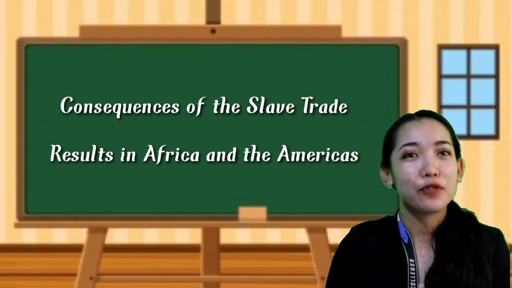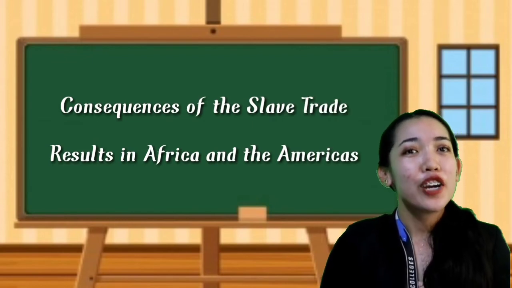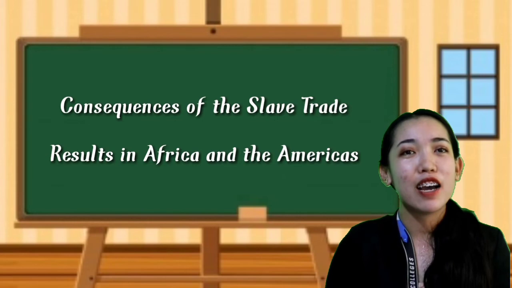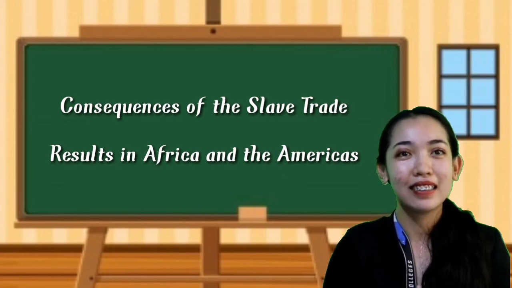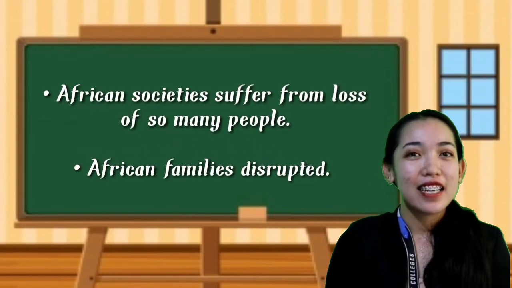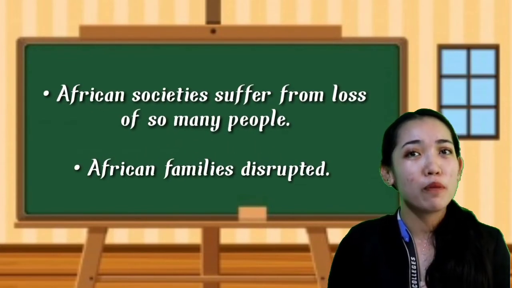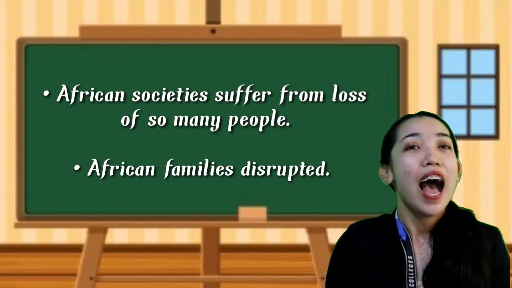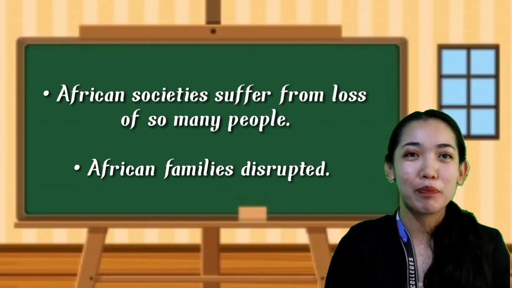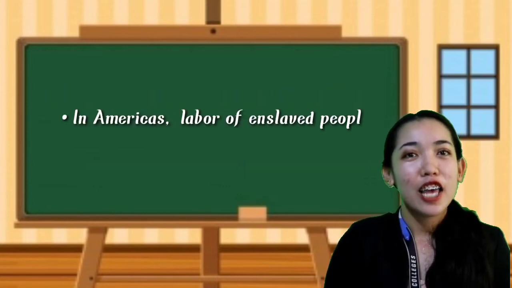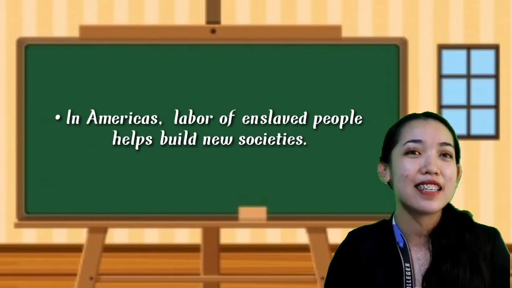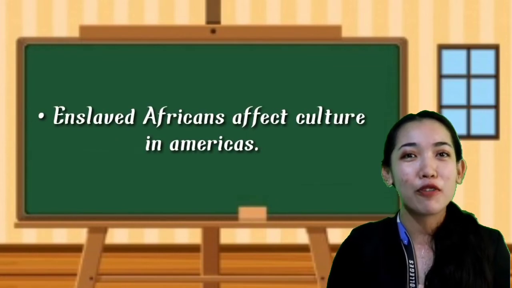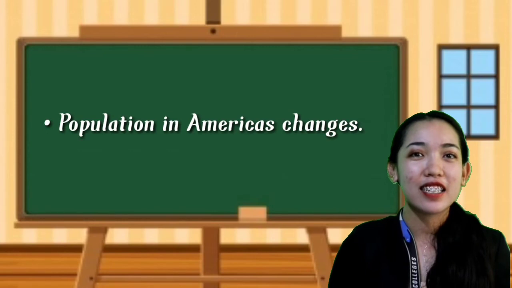Consequences of the slave trade. Results in Africa and the Americas. African societies suffered from the loss of so many people. African families were disrupted. In the Americas, the labor of enslaved people helped build new societies. Enslaved Africans affected culture in the Americas. The population in the Americas changed.